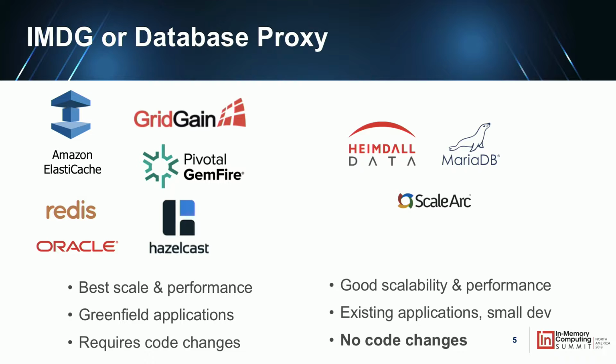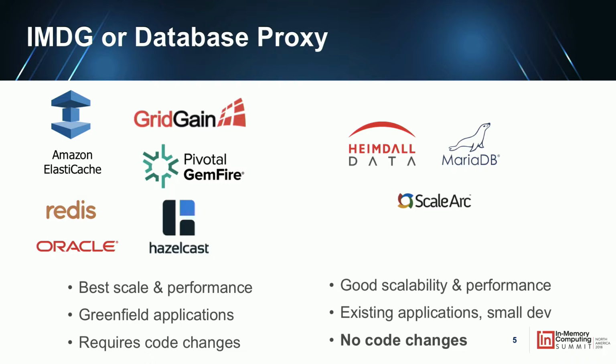So the best performance takes dev work. You get some pretty good performance with no code changes, okay? And the profile is different in the sense that proxies are typically for existing applications. Maybe the developer is no longer there, and maybe you don't want to invest resources into rewriting the code. Proxies are the way to go. Any questions on this? This is my way of distinguishing the two.